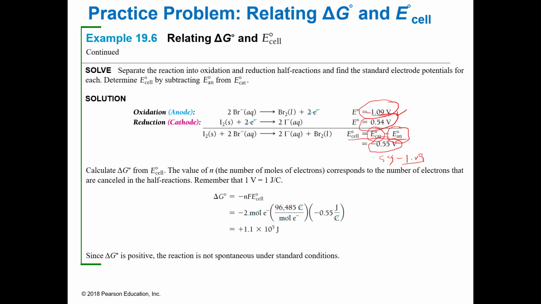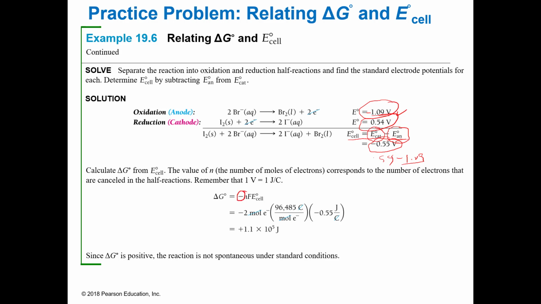So if this had been a 2 and this had been a 3, then you put in 6 because they have to have the same number of electrons lost, number of electrons gained. So in this case, they made it nice for you. They made them both 2. So we have negative 2 moles of electrons. And that's probably the most common mistake I see, is students forget there's a negative sign here.